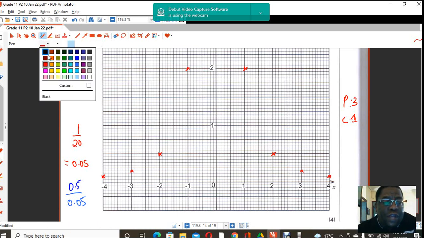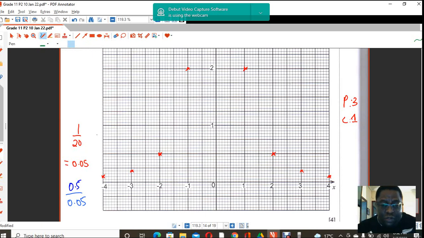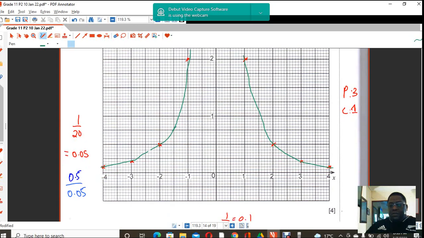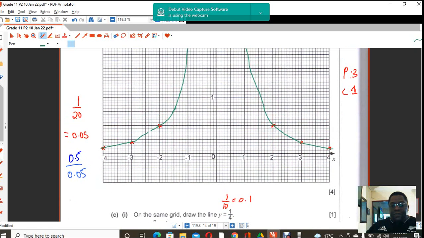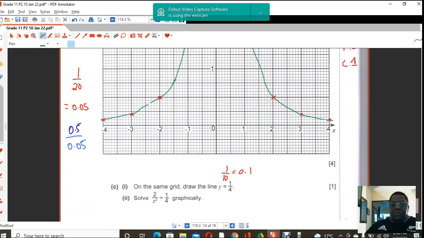So let us now join them. Remember, I am using a software here that maybe yours would be slightly more accurate than mine. The bottom line is this is going to be identical. So you are going to make a nice smooth curve like so. 4 marks. There you go. Nothing to be afraid of. Very important to understand the scale.